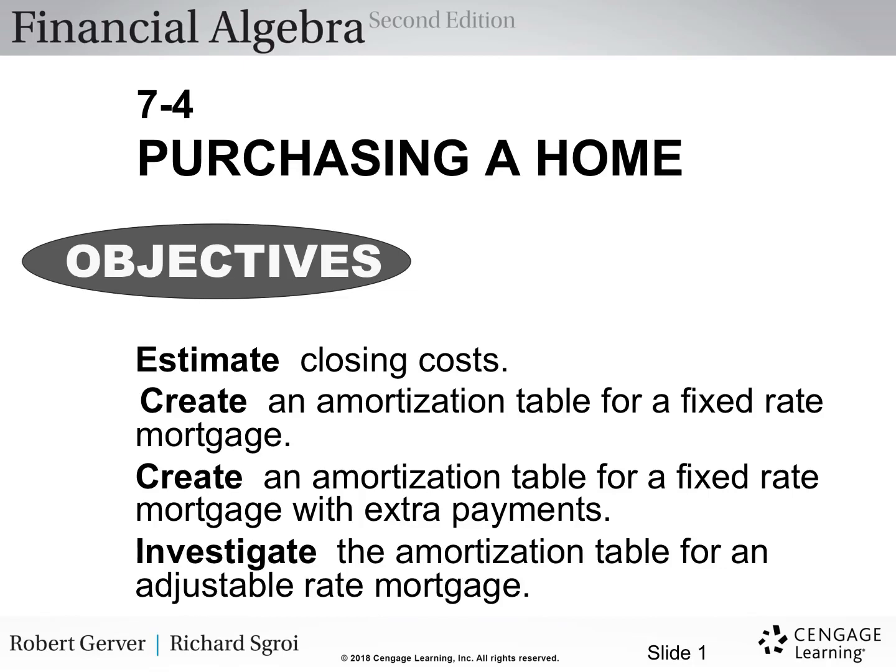This is section 7-4, Purchasing a Home. The objectives of this lesson are to estimate the closing costs, to create an amortization table for a fixed-rate mortgage, to create an amortization table for a fixed-rate mortgage with extra payments, and to investigate the amortization table for an adjustable-rate mortgage.